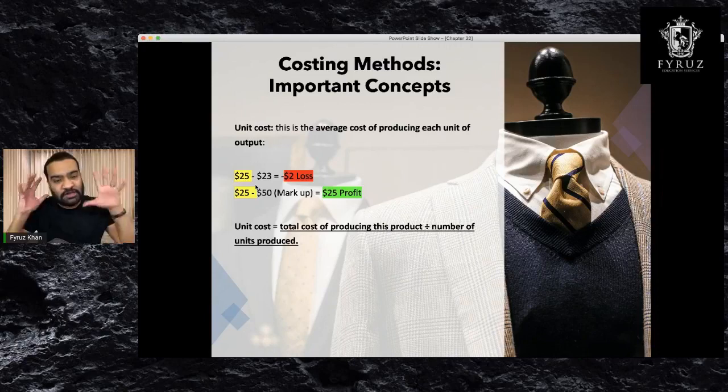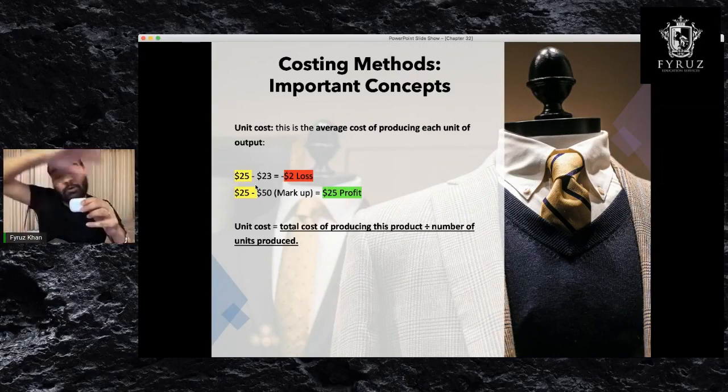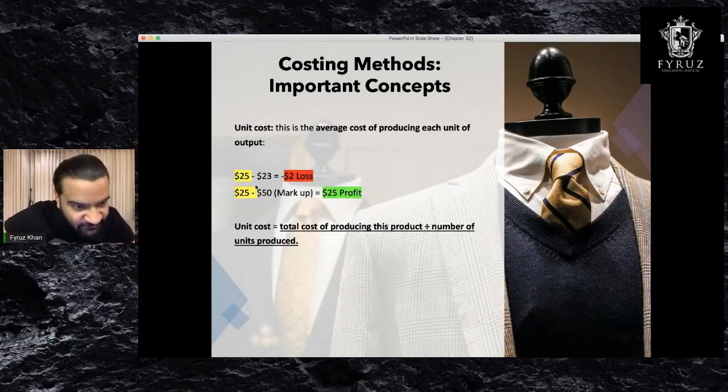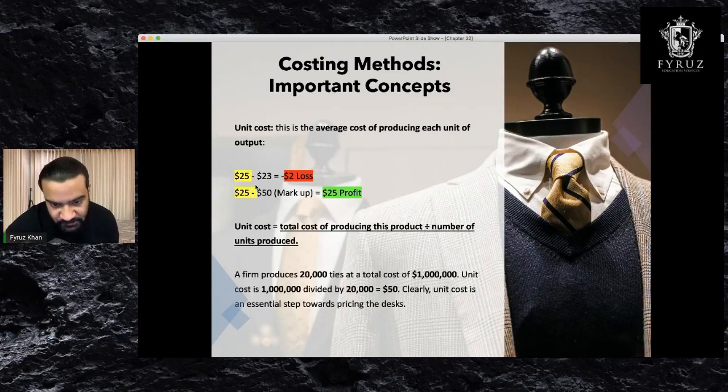Okay, so unit cost is the total cost of making a certain product divided by the number of units produced. Let's say the total cost of making AirPods altogether is $1 million. Divide by how many units you have produced, and you will get a number. Right? An example is given here. So knowing unit cost is so important, because otherwise you won't be able to charge a proper price for your customers, and you may end up charging the wrong price and making a loss.